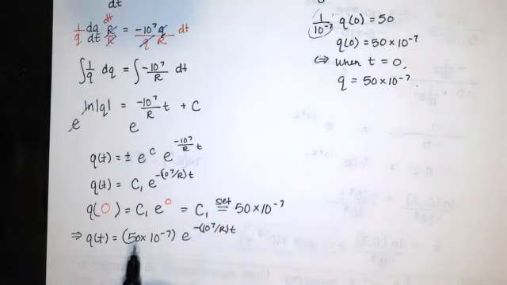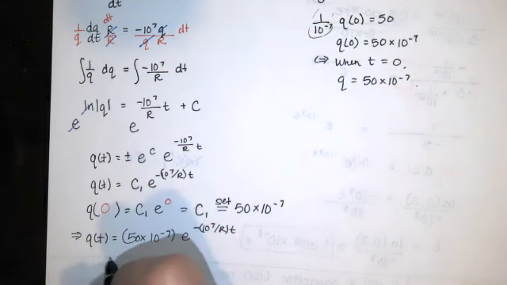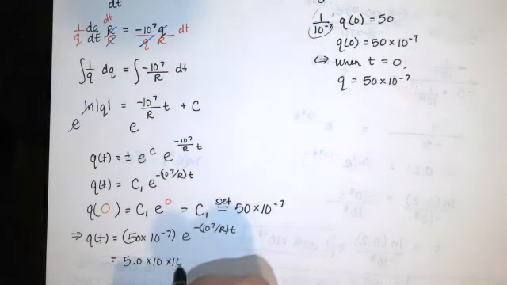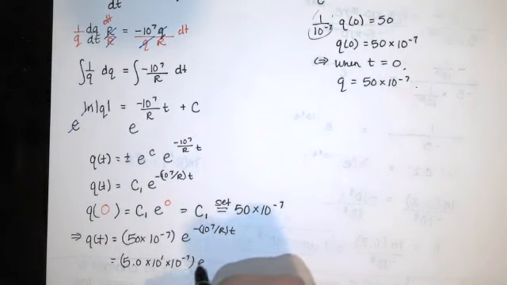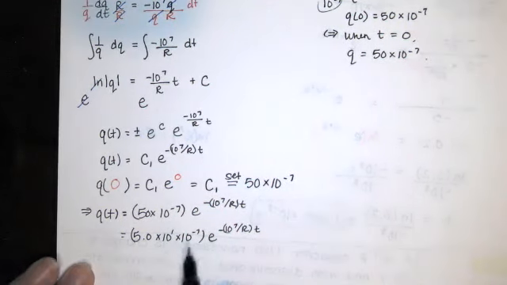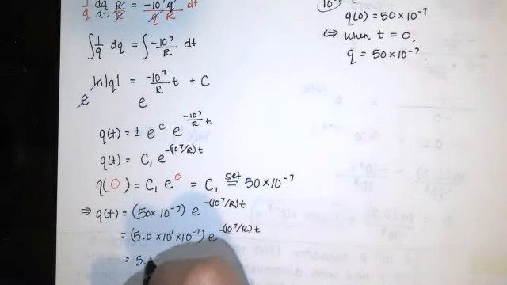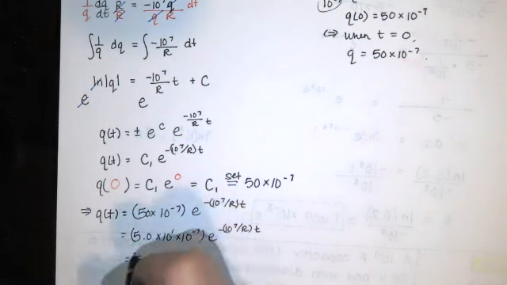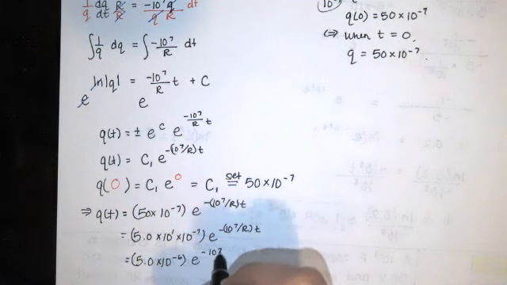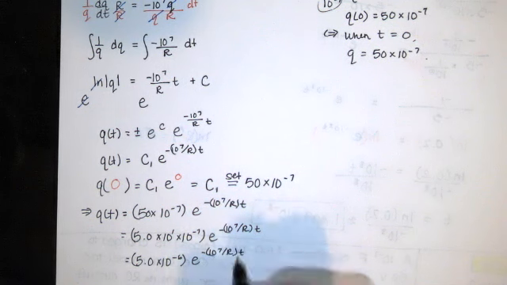And if you're like me and you don't like that that is just a 50, you might want to write that as 5.0 times 10 to the first times 10 to the negative 7th. And then you've got two exponential expressions with the same base, so that's actually 5.0 times 10 to the negative 6. Okay, so that's our Q of t. That's our charge on the capacitor.